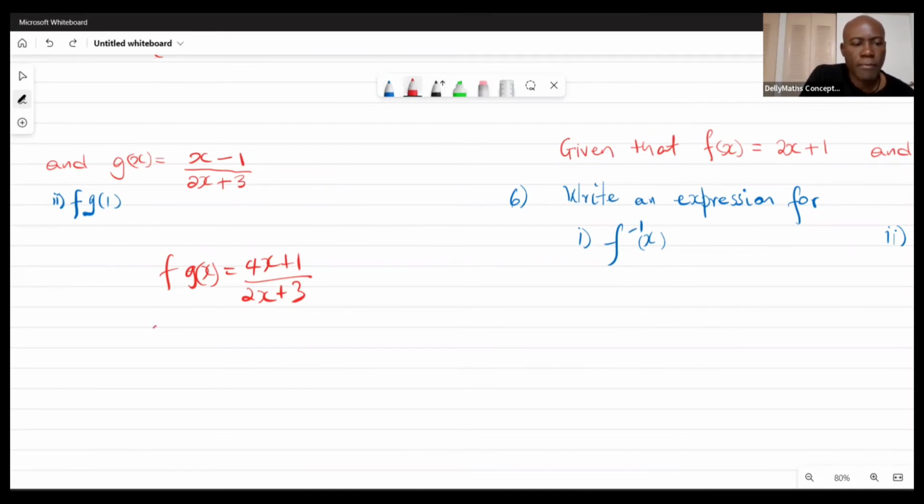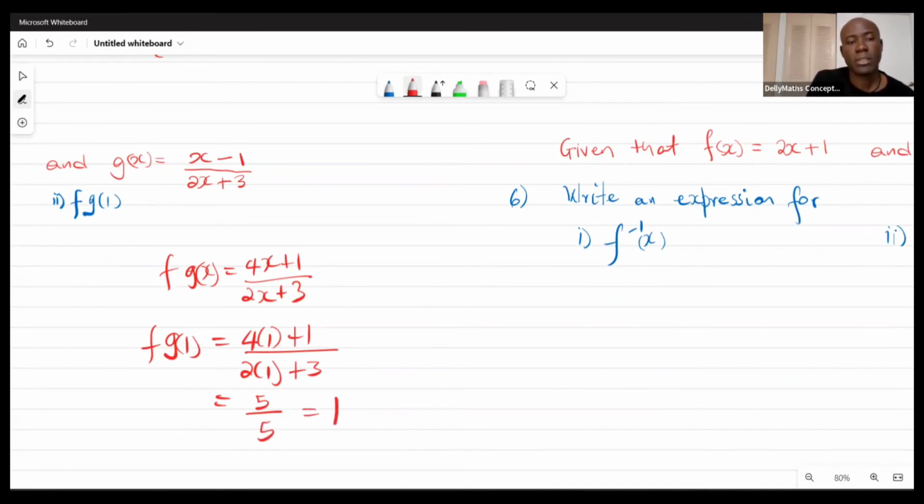So we're going for f of g of 1. So it's going to be 4 times 1 plus 1 all over 2 times 1 plus 3. Let's go further and take a look. We're looking at 4 times 1 is 4 plus 1. That's 5. And then this is going to be 2 times 1 is 2 plus 3. That's 5 over 5. And that's going to give us a value of 1. All right. So technically, the answer we're looking for is 1 for f of g of 1.